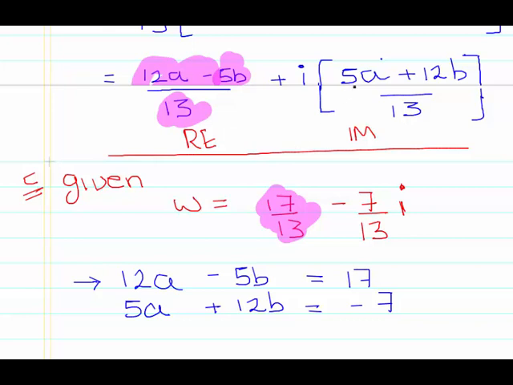And similarly for the imaginary part there, 5a plus 12b, that must equal minus 7. Okay, because again, the denominator in both cases is 13. So we won't be worrying about the 13. We'll just look at the two numerators. Okay, so 5a plus 12b equals minus 7 and 12a minus 5b equals 17.